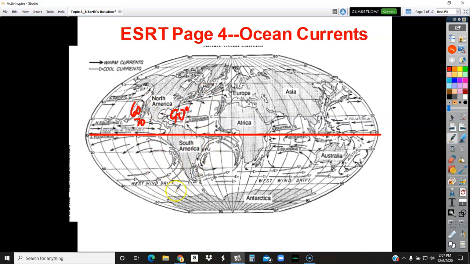Now, if I go down here to South America, same situation. You have the Brazil current on the eastern side of South America and the Peru current on the western side. And they have the same thing.